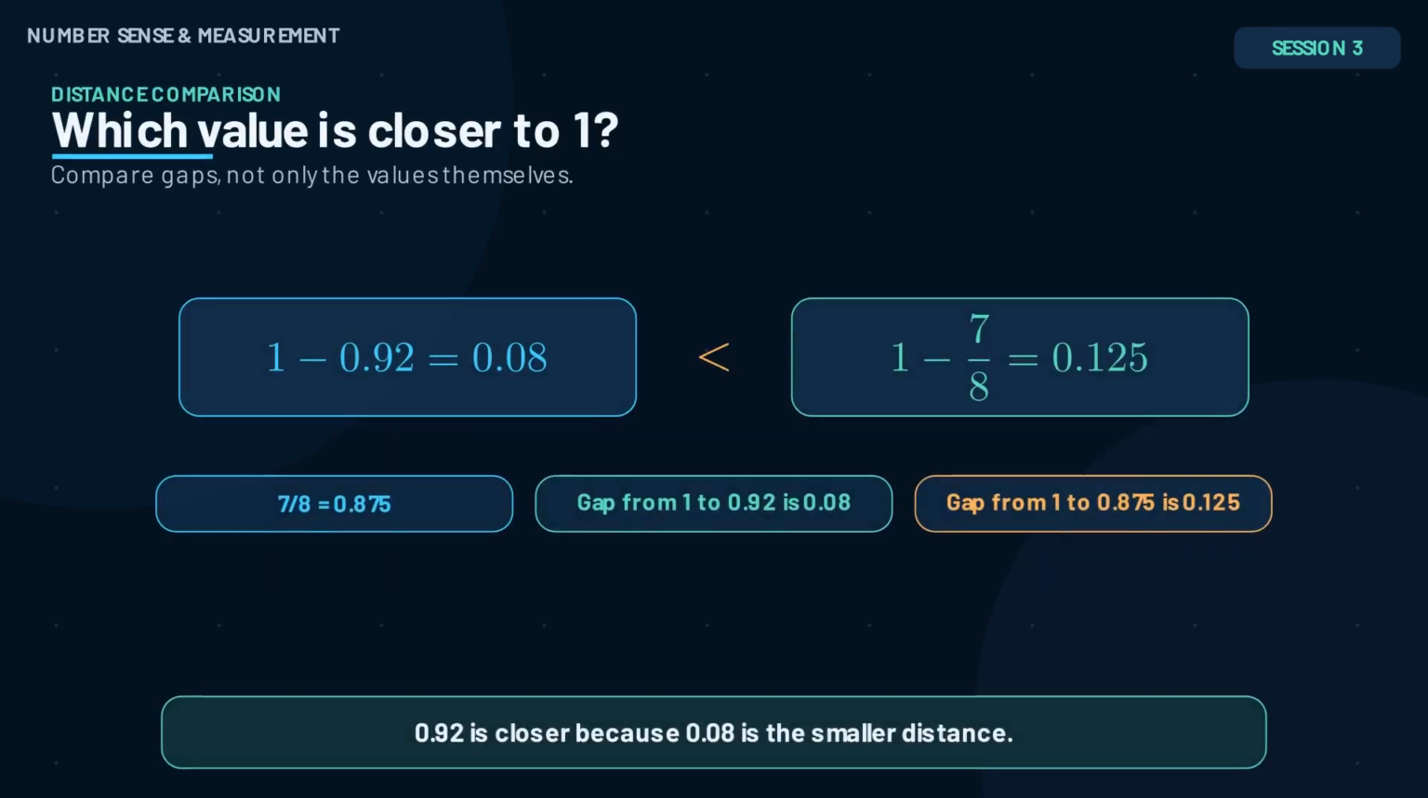To decide which value is closer to 1, compare distances. The gap from 0.92 to 1 is 0.08. 7/8 equals 0.875, so its gap from 1 is 0.125. Since 0.08 is the smaller distance, 0.92 is closer to 1.